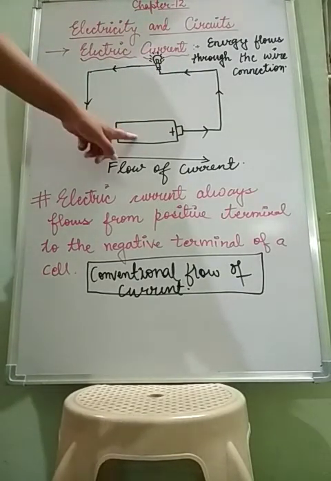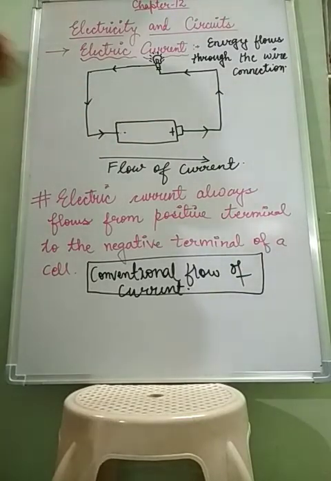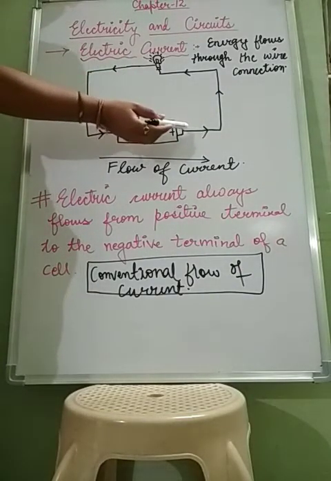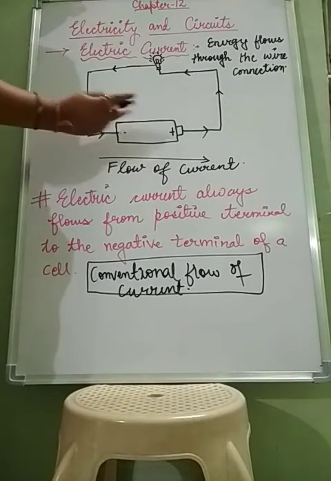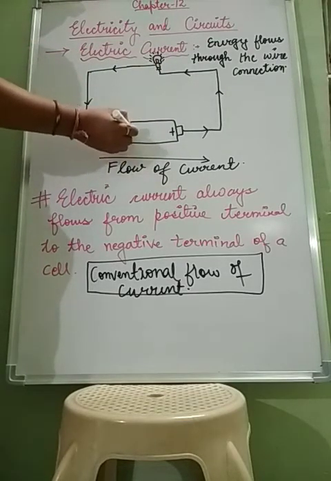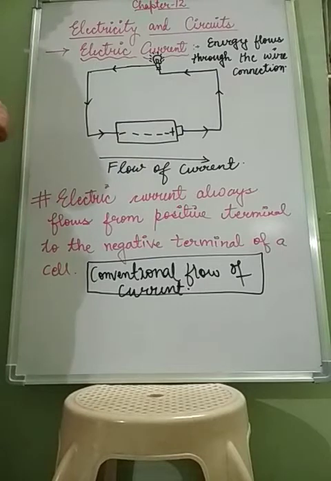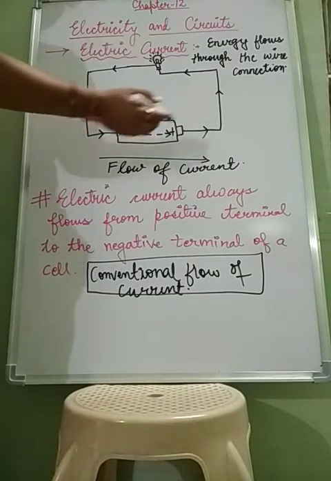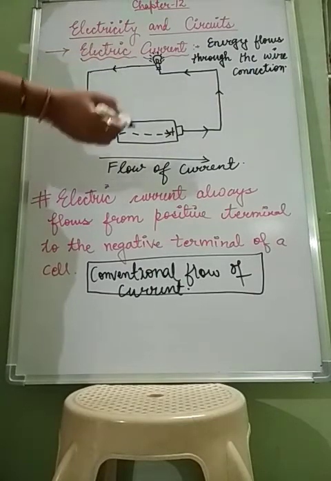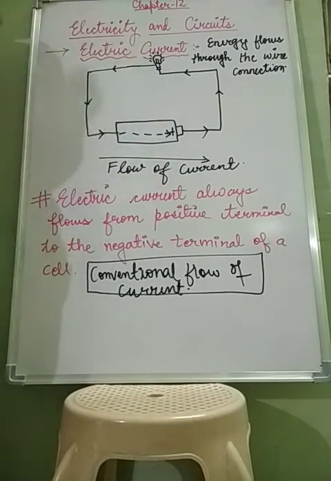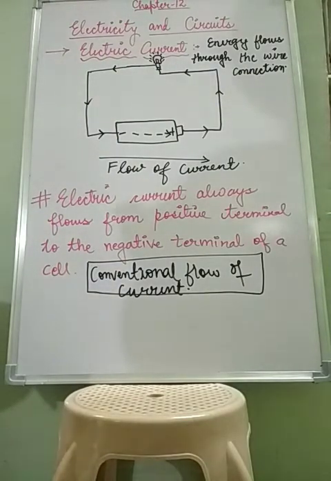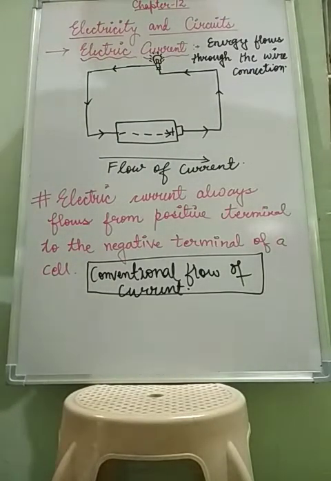But what happens inside the cell? Outside the cell, it is flowing from positive terminal to the negative terminal, but inside the cell, it will flow from negative to positive. Obviously the current will flow from here to here. So outside the cell it will be from positive to negative, and inside the cell it will be from negative to positive. So this is all about the electric current, and students, you know that this electric current transfers energy from the cell to the bulb, and because of that energy only this bulb or any other appliances will get lit up. They will get glowed.